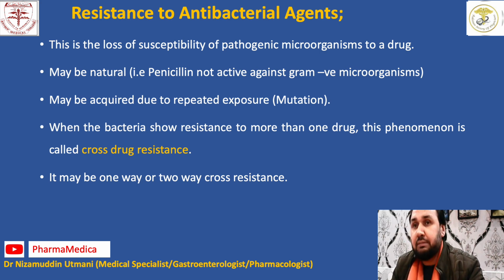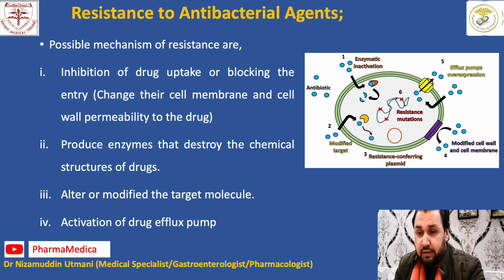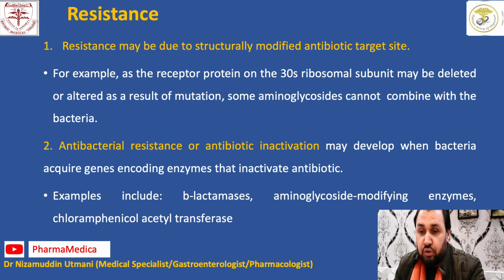And some of the resistance is acquired. If you are using an antibiotic again and again against certain microbes, the resistance develops, and we can say that this is the acquired type of resistance. There may be cross resistance. One microbe may be resistant to more than one antibiotic, and you can say that there is cross resistance. So these are a few mechanisms: inhibition of uptake of a drug, efflux of drugs, change in the enzyme, change in the target molecule.